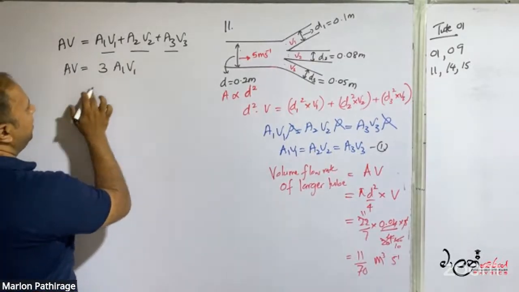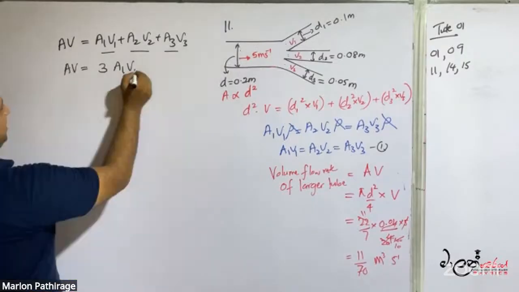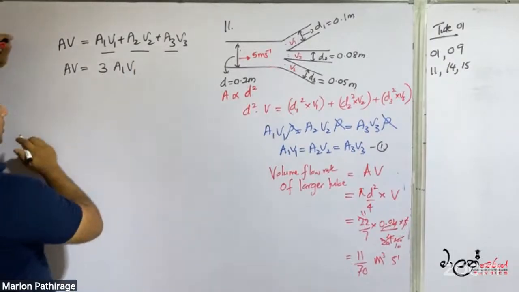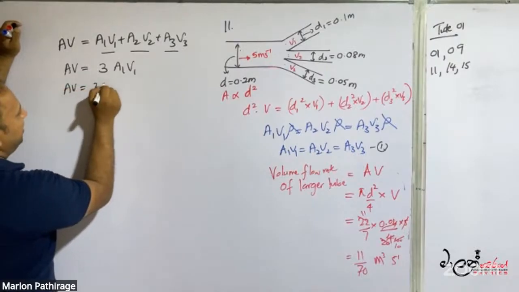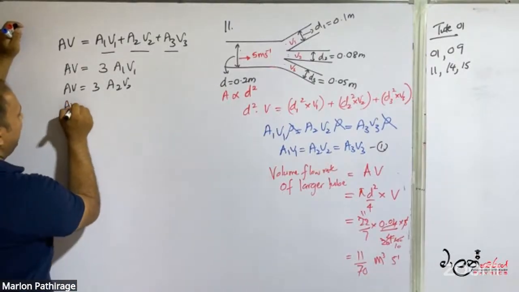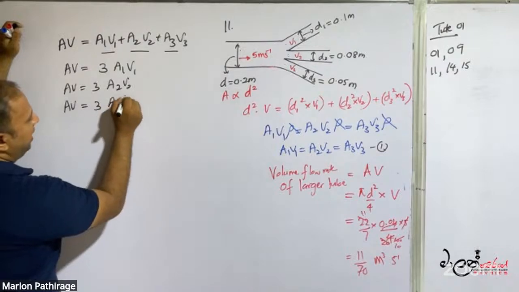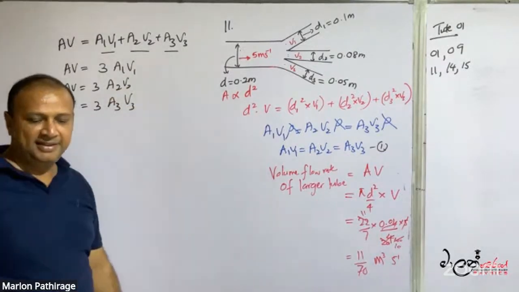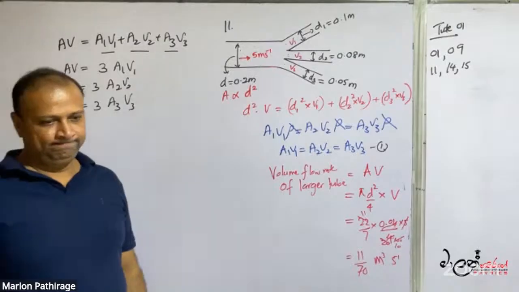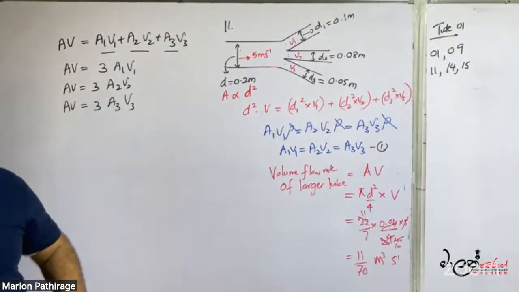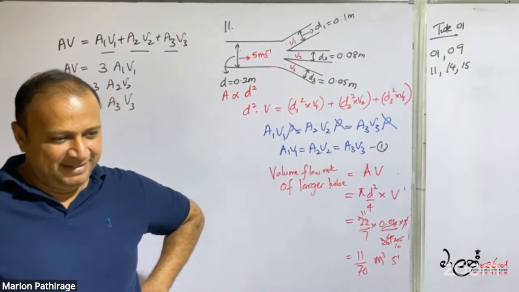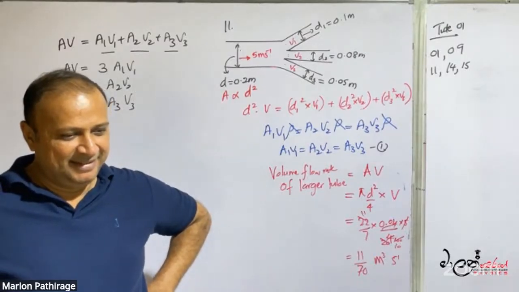AB is equal to 3 times A1 V1, as well as AB is equal to 3 times A2 V2, and AB is equal to 3 times A3 V3. Is that clear? I need responses from everyone. Did you understand?